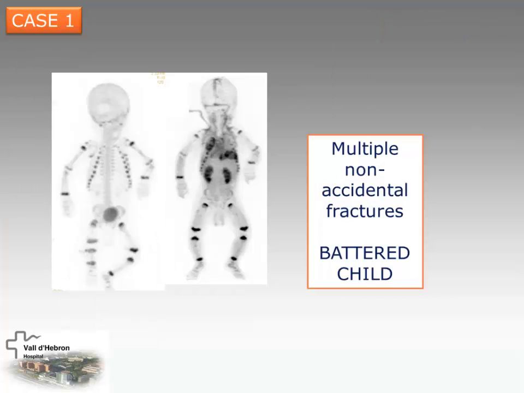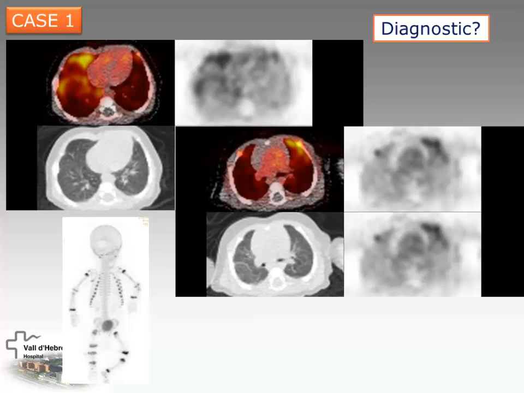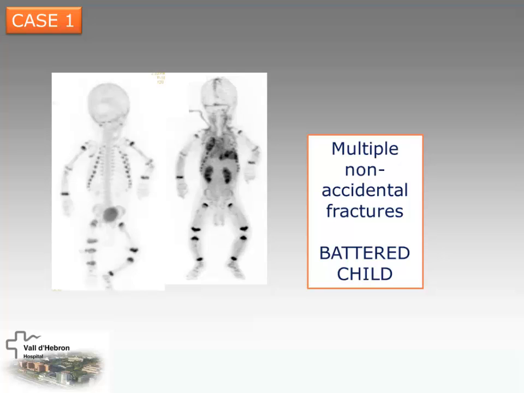Oh, I'm sorry. It was a battered child. There is a fracture with an inflammatory pleural involvement. No, it's not a chest infection. It's a trauma, a bilateral trauma, more seen on the soft tissue involvement than on the bone involvement. And on the leg, you can see that there is nothing.